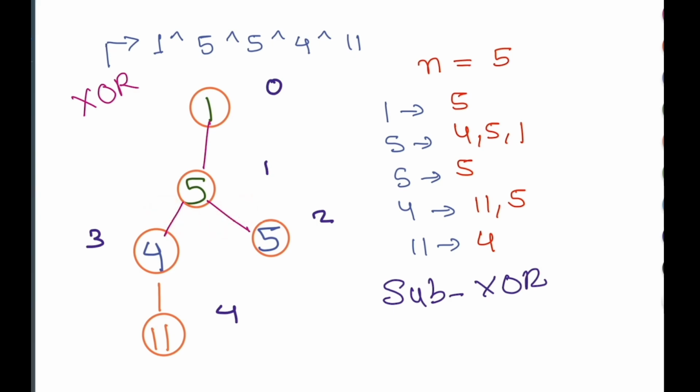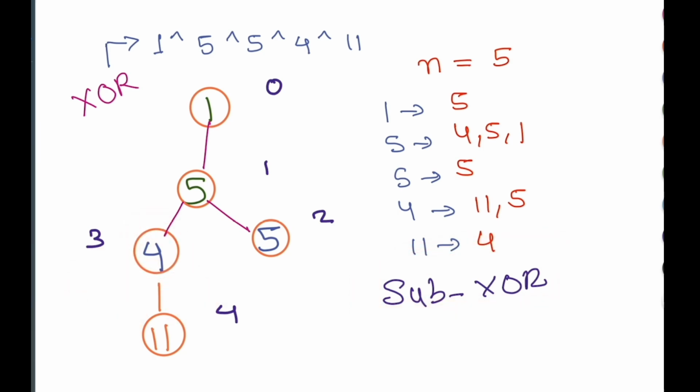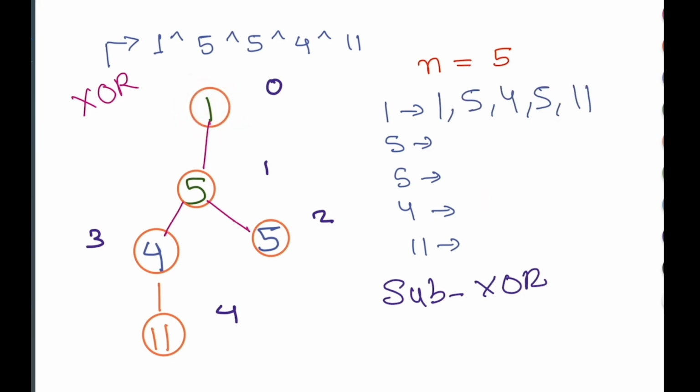What we need to understand here is we need to store the list of family members we have for 4 apart from the parent itself. Don't include the parent, because in the sub XOR table, for each node, we are considering that node as the parent and the later nodes, the down nodes, as the children. So we have to create a family table. Let me create a family table for each of the nodes. For the node 1, the family table will have 1, 5, 4, 5 and 11. All of the values are going to be in the family because this is the parent, all are children.